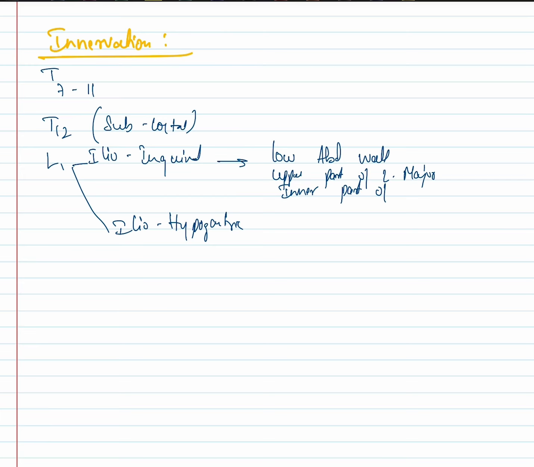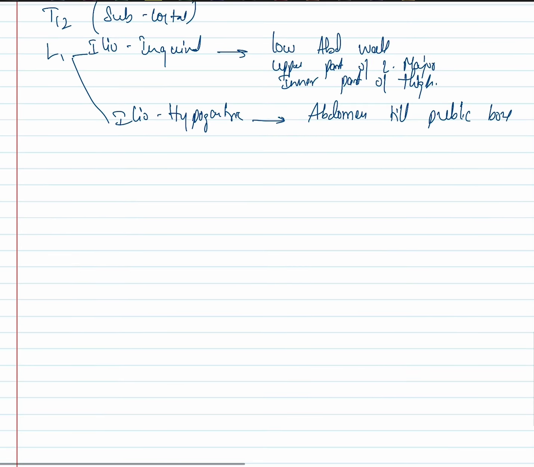thigh. Why I'm telling this? Because it's very important when there is labor pain transmission. Okay, so it radiates from one part to the other. Then iliohypogastric supplies your abdomen till the pubic bone. Okay, so I'm just going to draw this iliohypogastric and ilioinguinal.